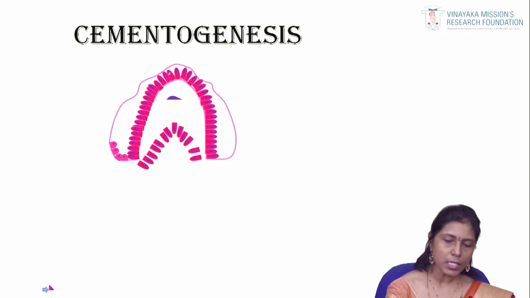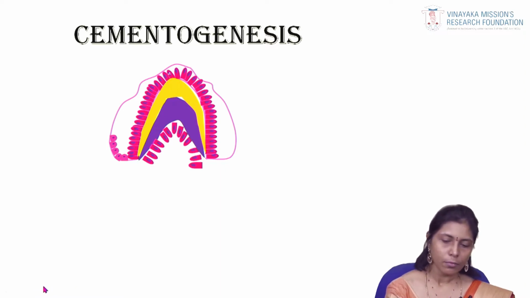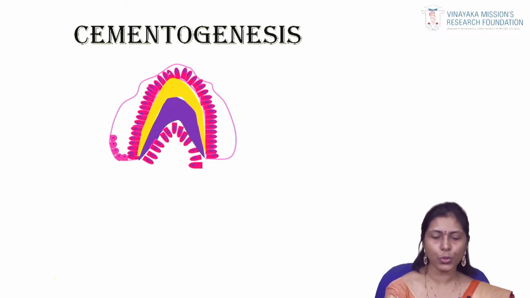So once this formation of dentin and enamel reaches the cervical portion, that is at the CEJ, as soon as it reaches the cervical region, there is going to be some root formation beginning. So how is this root formation going to happen?